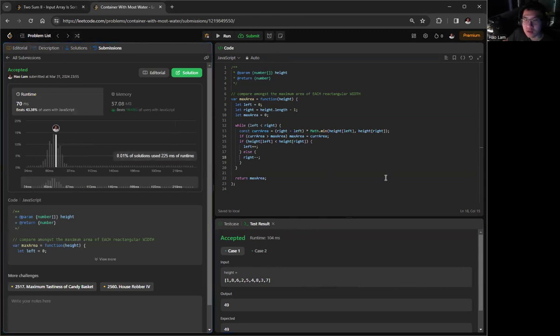And it works. So the time complexity here is O of n because we only do it in one pass. For the space, it's only constant space because I only use 1, 2, 3, or 4 variables here. So thank you for watching.